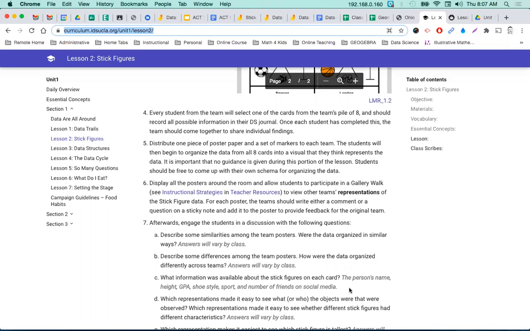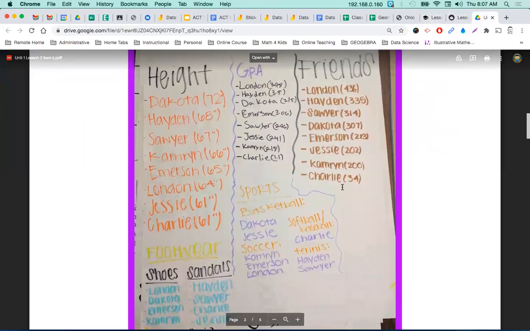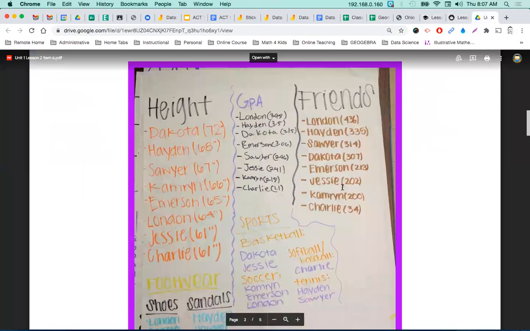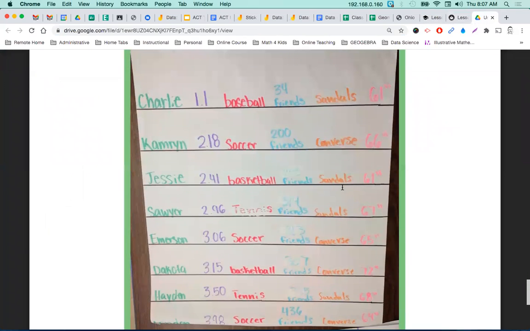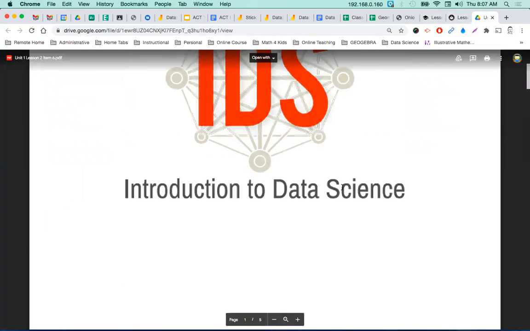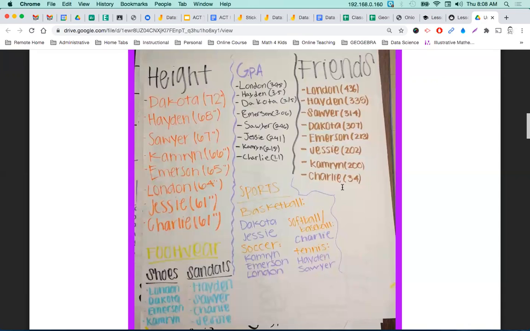Which representations made it easy to see what or who the objects were that were observed? Which representations made it easy to see whether different stick figures had different characteristics? Now, going back to the figures here, I would say our first one and our last one did a pretty good job of giving us all the information in one place. What I like about the first one is it breaks it up into different groups, and for the ones that have numeric values, it put them in a specific order. I think they all went from the biggest number down to the smallest number.